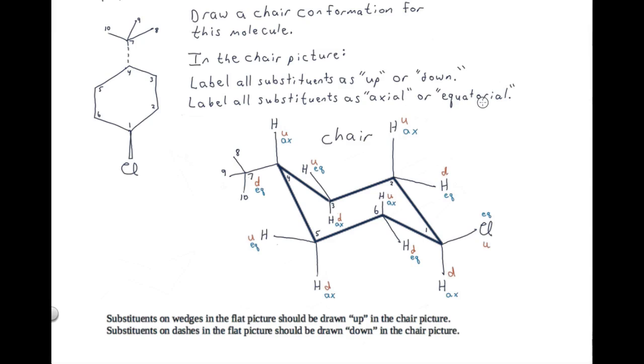Notice that axial and equatorial is not the same as up and down. Here we have an up axial, but here we have a down axial. Here we have an up equatorial, but here we have a down equatorial. And notice that when you're going from the flat picture to the chair picture, the rule is not based on axial or equatorial. The rule for going from the flat picture to the chair picture is based on the up-down terminology, not the axial-equatorial terminology.